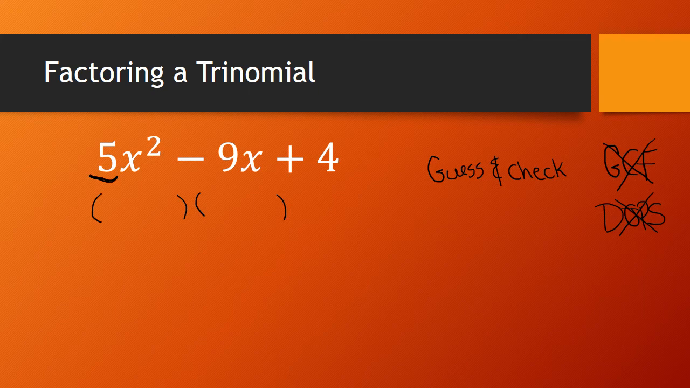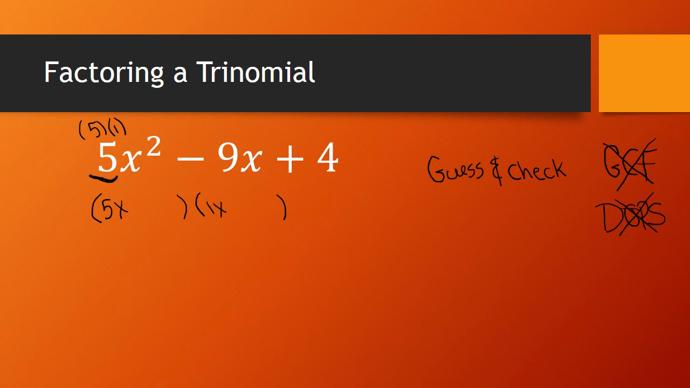I know that the first two numbers in the binomials are going to have a product of 5. So I need to think of two numbers that, if I multiply, I get 5. And the two numbers that I can think of right now are 5 and 1. So I'm going to use 5 and 1 as my first numbers in the binomials, 5x and 1x.